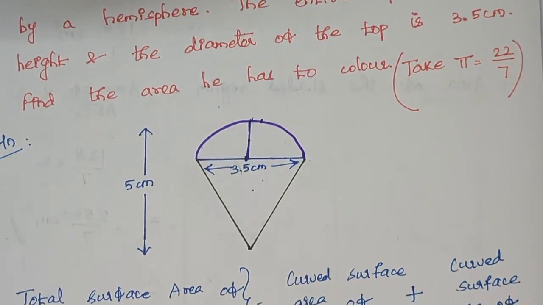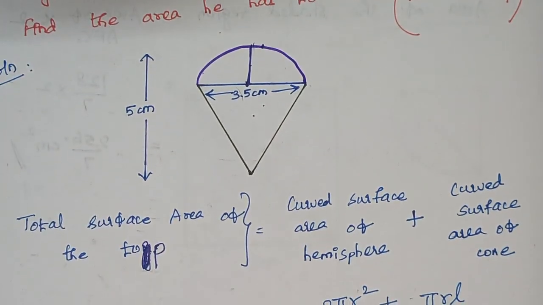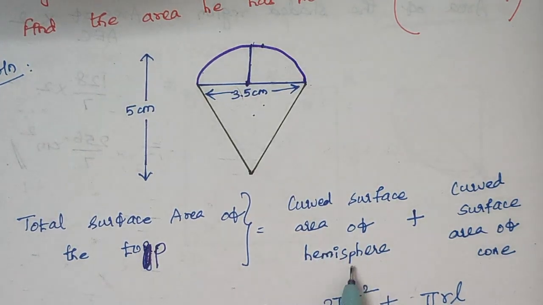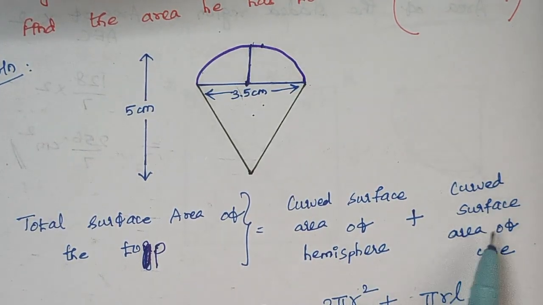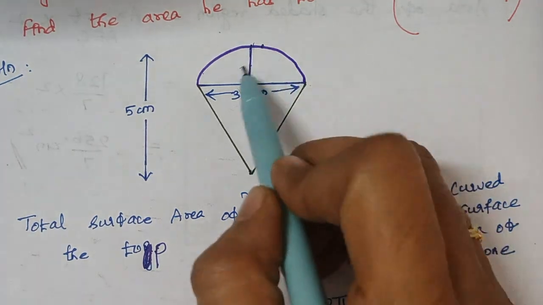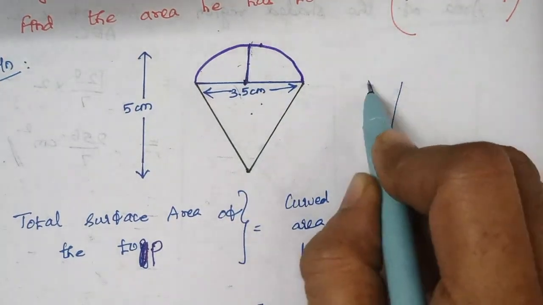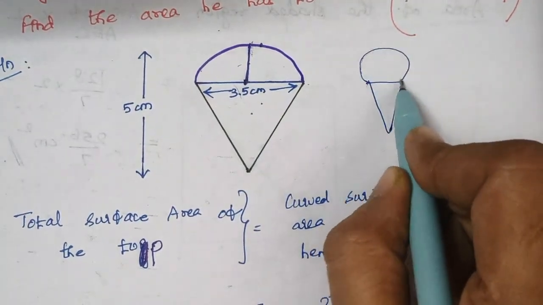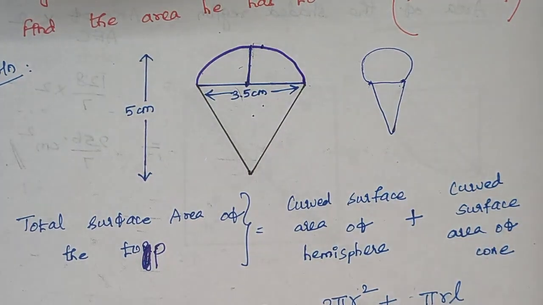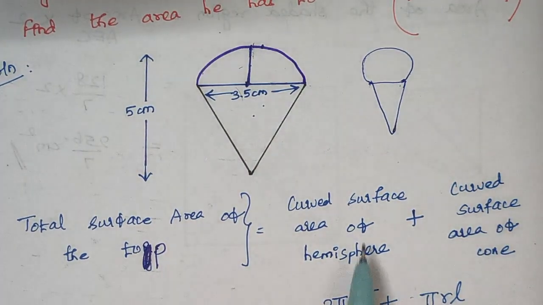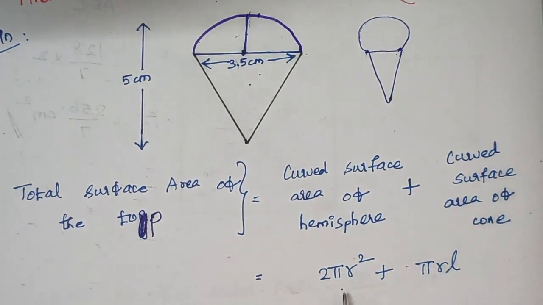So total surface area of the top is given by curved surface area of hemisphere plus curved surface area of the cone, right? So you see this line I had drawn to explain, right? So our basic diagram will be just like this. So here what is the formula for the curved surface area of hemisphere? It is 2 pi r square and the cone is pi r l.